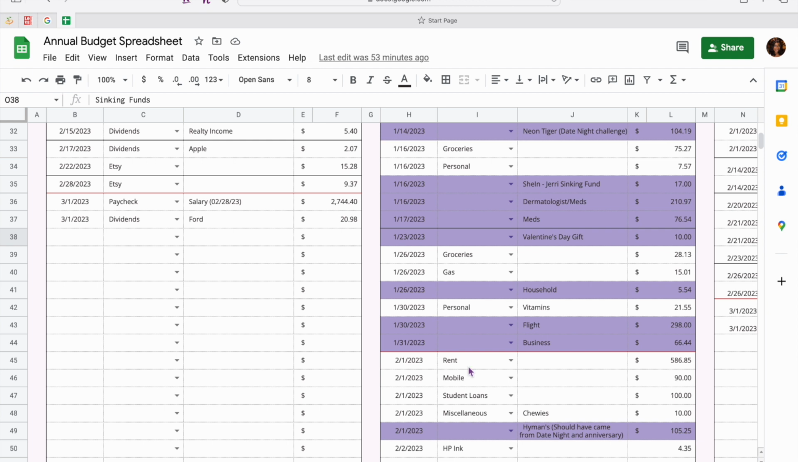And I apologize in advance for the construction noises in the background. So we're essentially starting at the week of the 17th, and we're going all the way through the end of February. So on the 17th, I got paid dividends from Apple. That was $2.07. On the 22nd, I got some Etsy income for $15.28. And then again on the 28th for $9.37. So that was the rest of the income that I got for the month. And as always, I appreciate you guys so much for purchasing things from my Etsy shop. I really do truly appreciate it.